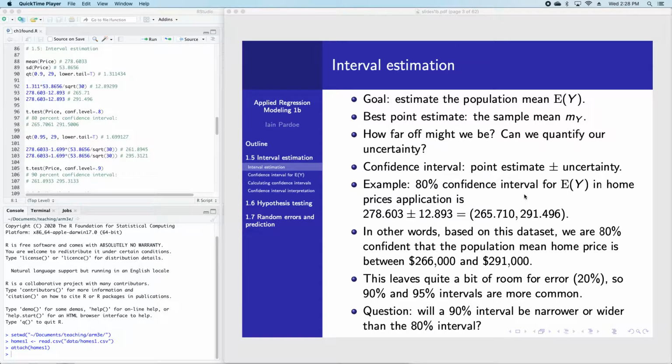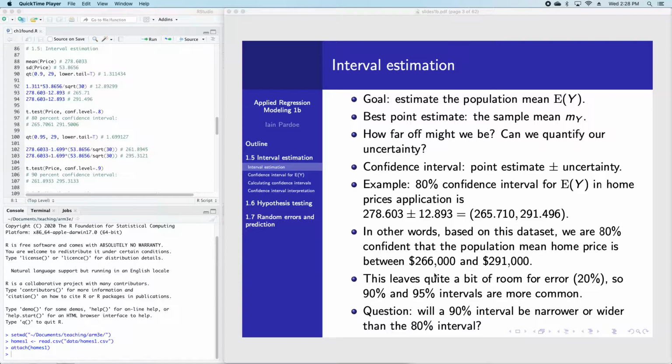So an example is an 80% confidence interval for the expected value of y, the population mean, in the home prices application: a point estimate of 278.603 plus or minus an uncertainty of 12.893, and if we evaluate that, it gives us an interval going from 265.710 up to 291.496. And so what we can say is that based on this data set, we are 80% confident that the population mean home price is between these two numbers.